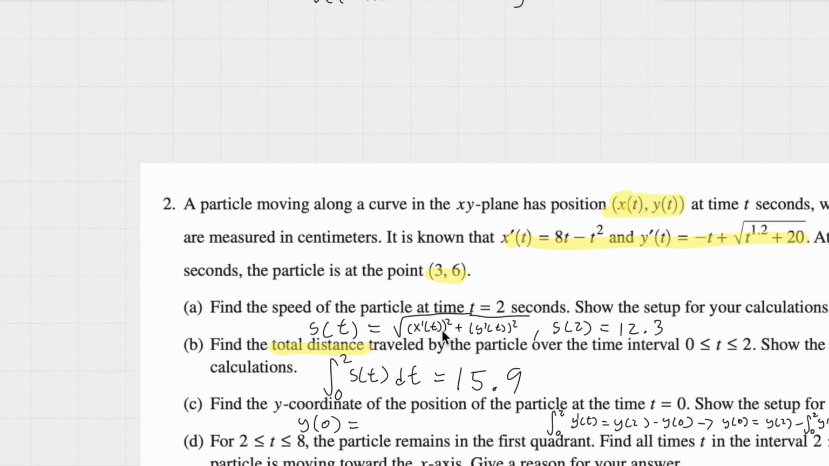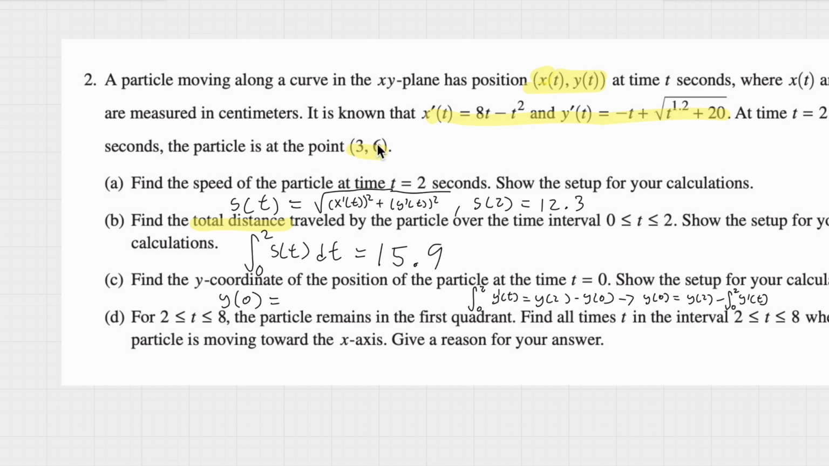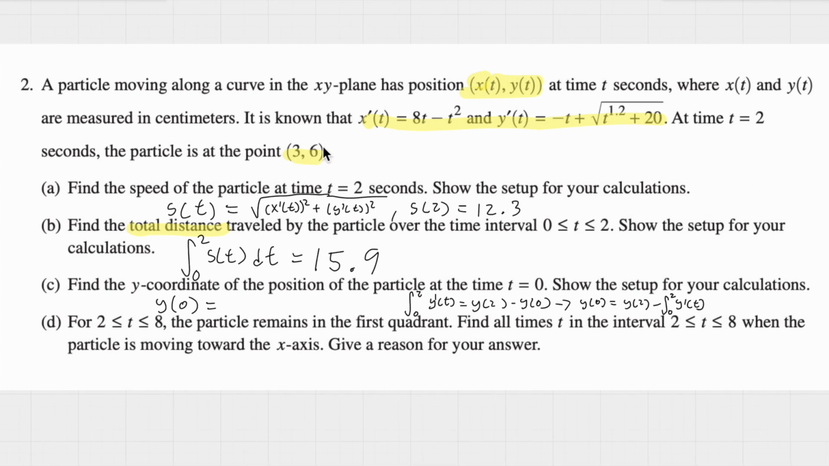As we see from the prompt, it says at time equals 2, the y value is 6, as you can see here. So that means that y of 2 is 6. So we can write 6 minus the integral, and we can just do that. You can use your calculator, and you would expect something like negative 1.17.